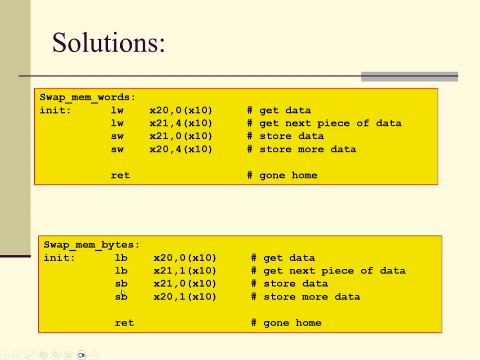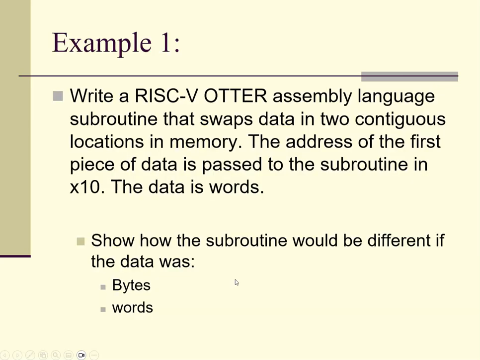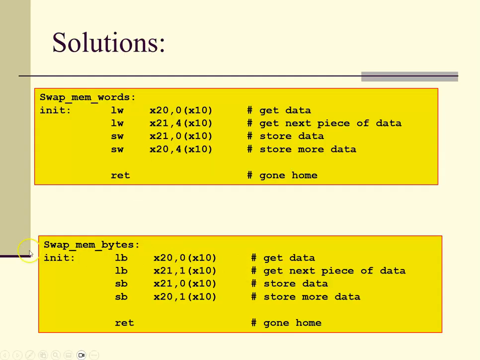And then I am going to store it. I know I'm using X10s here. I told you not to use those, but it's not a big deal in this one. It could be any register. So X10 was part of the problem. It passed an address in X10, and that's the address of the first piece of data I want to swap. So here it is.